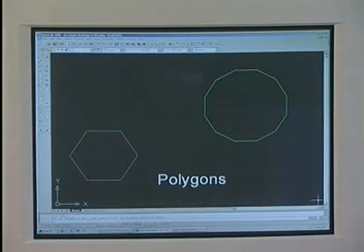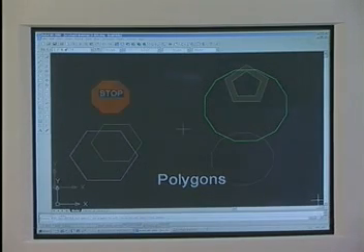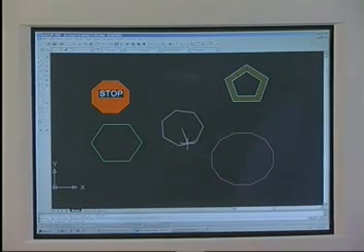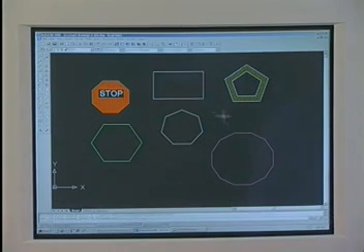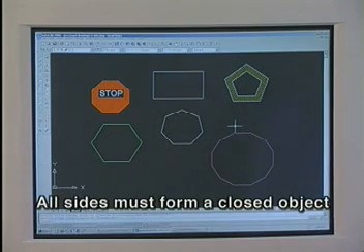The word polygon means many-sided object. There is a common misconception that only pentagons, which are 5-sided, and hexagons, which are 6-sided, can be called polygons. But in fact, triangles and squares are also polygons. The rule is that all sides must form a closed object.